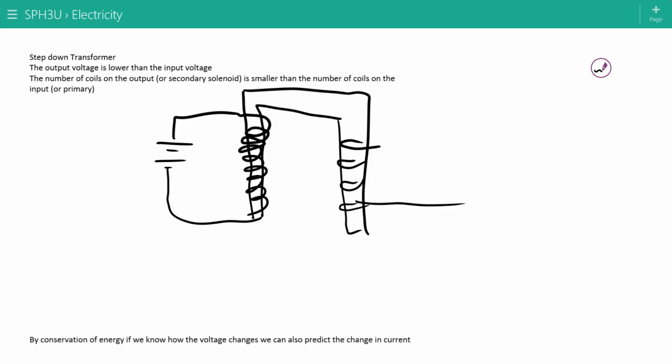Because in this case, we want the primary number of coils to be greater than the secondary number of coils, and as a result, the primary voltage to be greater than the secondary voltage. Or we want the voltage to be stepped down in this situation.